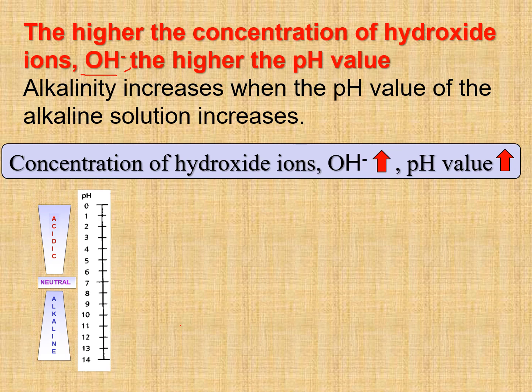Using our scale again, the stronger the alkaline it is, the higher the pH value. So the higher the concentration of OH minus, the higher the pH value. So directly proportional. But in chemistry, we cannot say directly proportional. It's just higher. So the higher the concentration of OH minus ion, the higher the pH value, the stronger the alkali it is, or the alkalinity is higher. Okay, end of part 3.